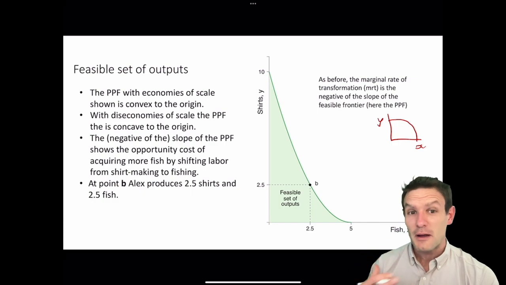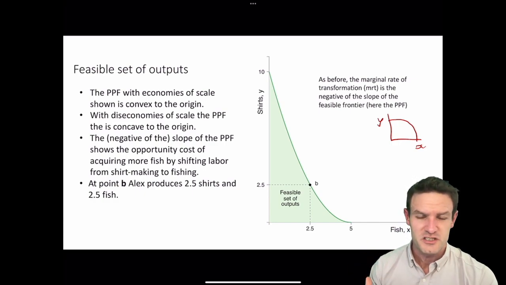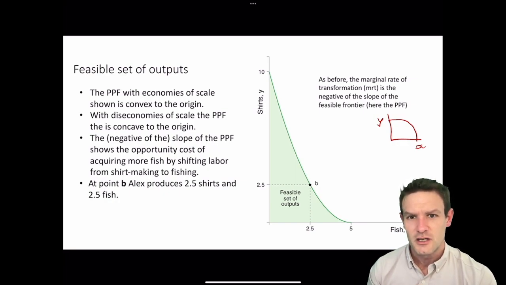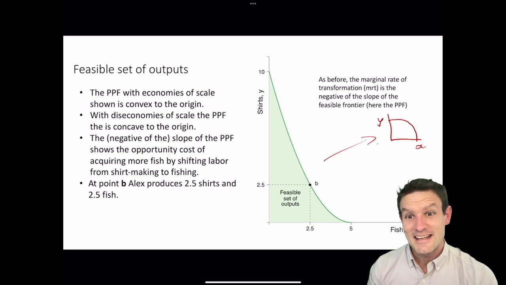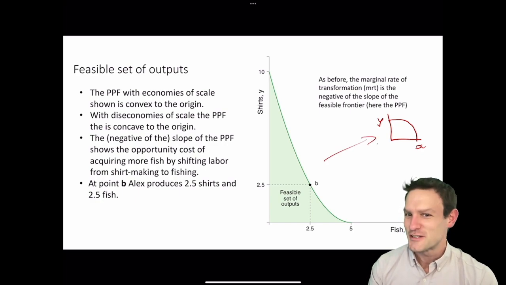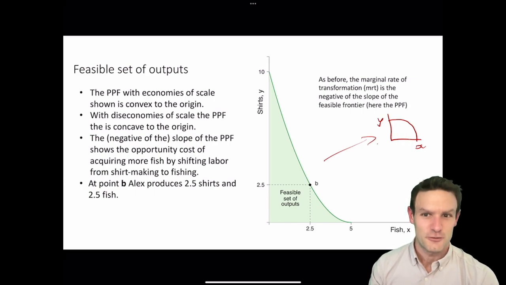And so when we think about the negative of the slope of the production possibilities frontier, showing the opportunity cost of acquiring more fish by shifting labor between the two activities, what we're going to see is that there's going to be what? A change in the opportunity cost that looks different to what we saw in the production possibilities frontier or the feasible frontier that we had in chapter 3. And so that's going to affect the utility maximizing choice that Alex is going to engage in when we include his indifference curves.